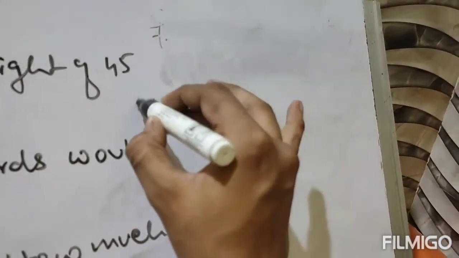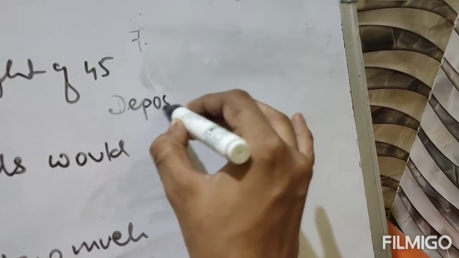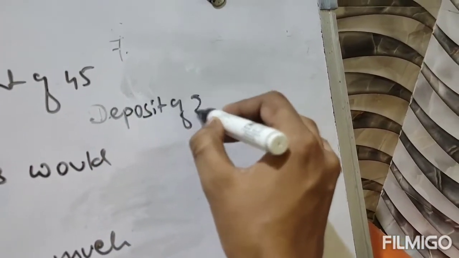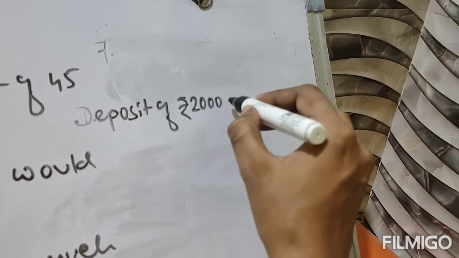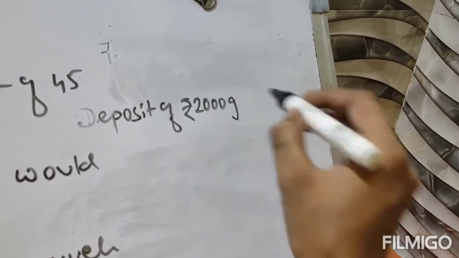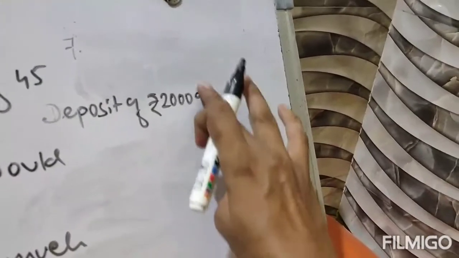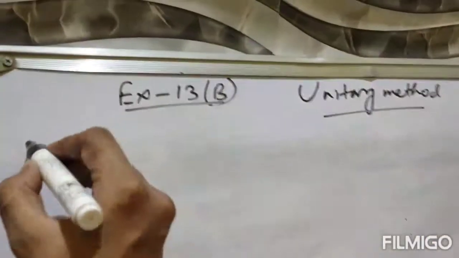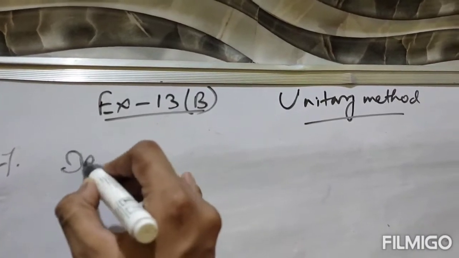So just write: deposit of rupees 2,000 earns. Just write it from here. I am going to erase the upper part, the first two questions, because there is a short space here. So just write here, question number 7.